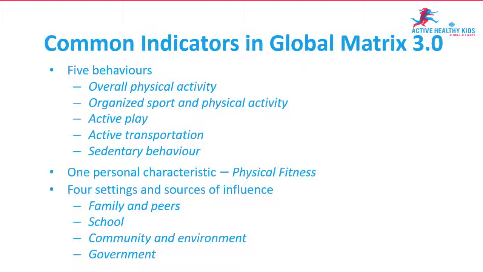There were 10 common indicators used in the Global Matrix 3.0. They included 5 behaviors, that is, overall physical activity, organized sport and physical activity, active play, active transportation, and sedentary behavior. There was 1 personal characteristic, physical fitness, and 4 settings and sources of influence that were graded: family and peers, school, community and environment, and government. In addition to these 10 common indicators, countries were welcome to add additional indicators if relevant to their jurisdiction.